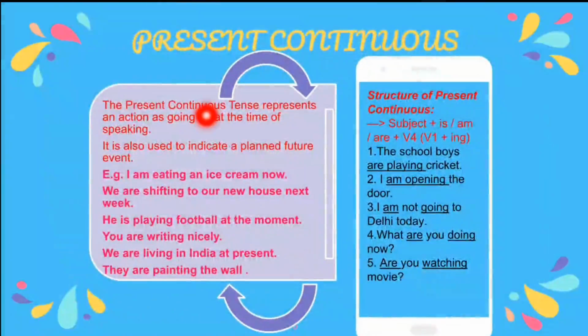We are shifting to our new house next week. This is actually an example for the second one, that it is used to indicate a planned future event, because it's already planned that we are shifting to a new house. It's already a planned future event. For that also we can use present continuous. We are shifting, that shows next week we are going to shift. That is an already planned future event.